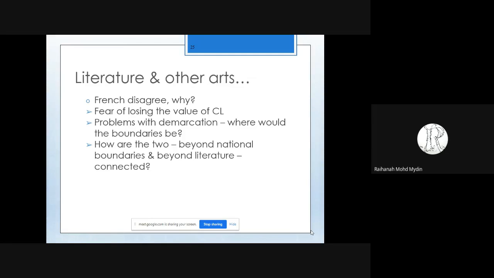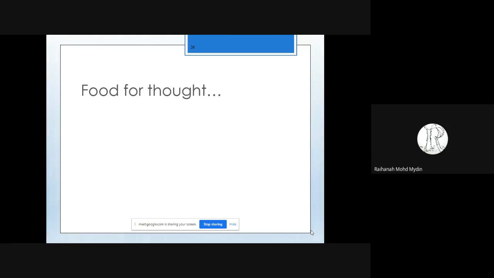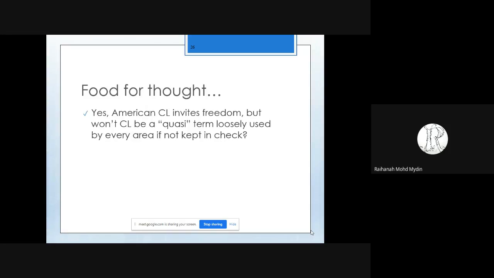So how would you compare two texts? What's the connection when you allow other disciplines to come in? So that's partly why the French school are very particular. So let's conclude that idea and the discussion a little bit. Yes, American school invites freedom. It sounds like it, doesn't it?